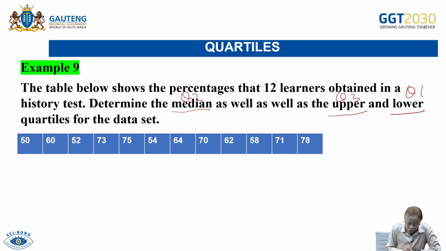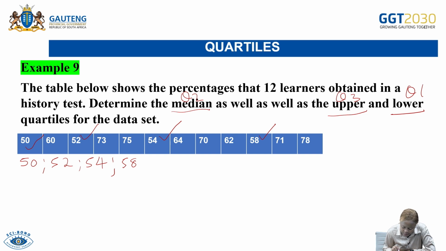So let me start. Which one is the smallest one here? I've got 50, so 50 is the smallest one. Do I have a 51? No. Do I have a 52? Yes, and then it's 52. Do I have a 53? No. 54? Yes. Do I have a 55? No. 56? No. 57? No. 58? Yes. Do I have a 59? No. A 60? I don't have a 60, but I do have a 62.